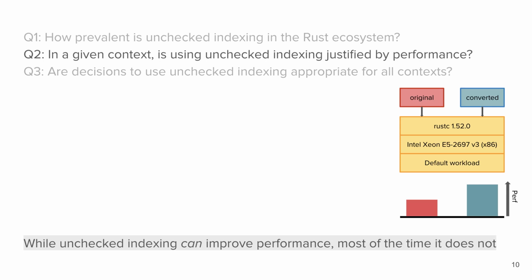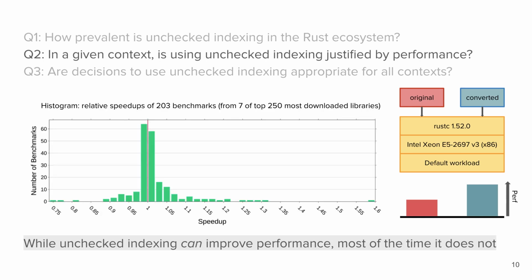The performance difference represents the overhead of bounds checks, so a larger performance difference is a better justification for eliding the bounds checks in that context. We performed this experiment for 7 libraries in the top 250 most downloaded Rust libraries, which amounts to running this experiment on 203 different benchmarks.